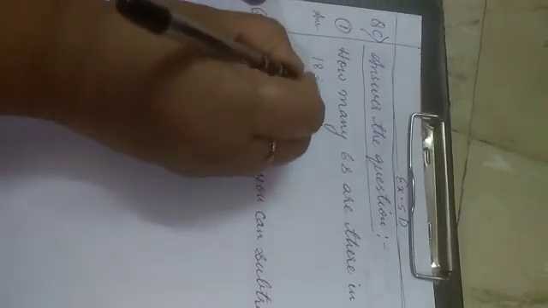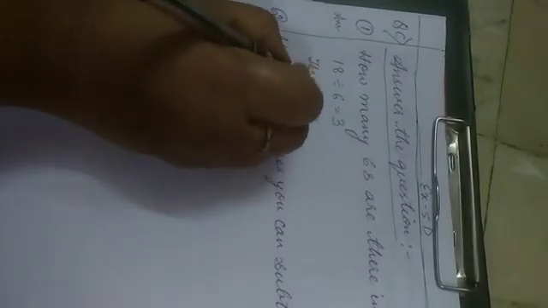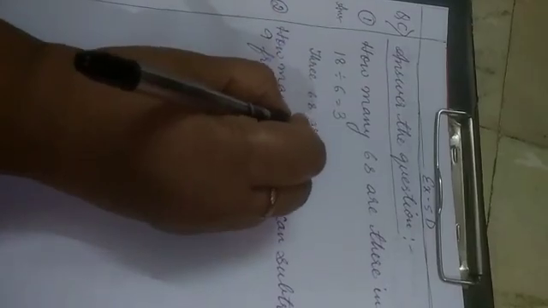Answer the question. The first question is given: how many 6 are there in 18? So you have to find out how many 6 are there in 18. How will you do it? You will write 18 divided by 6. So 6 times how much is 18? 6 threes are 18. So the answer will come as 3. So we will write it as 3 sixes are there in 18.